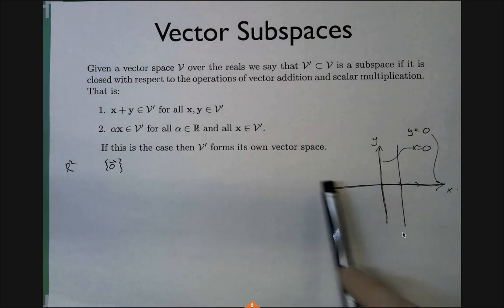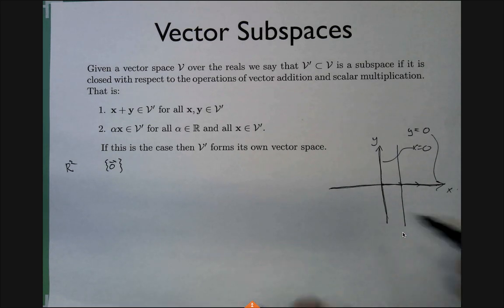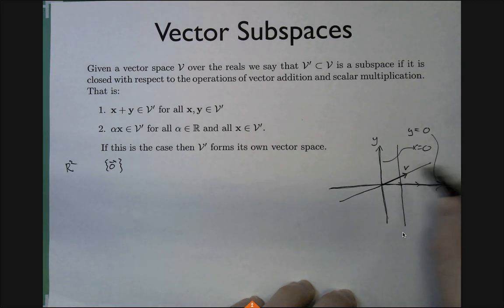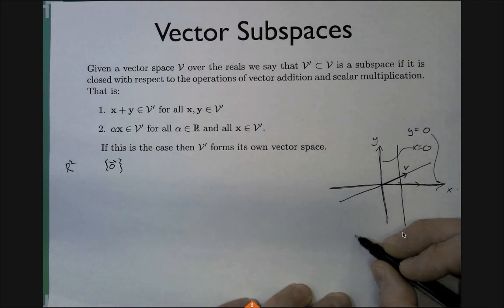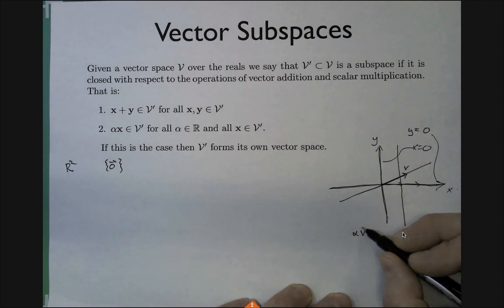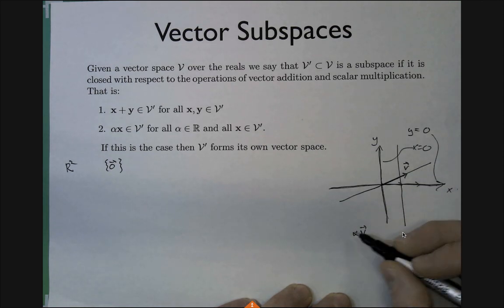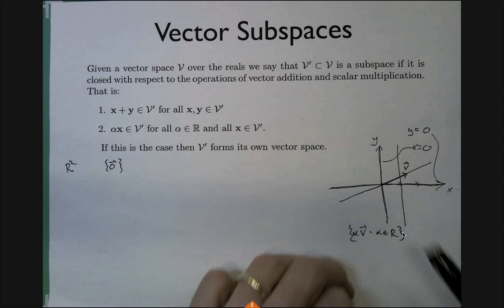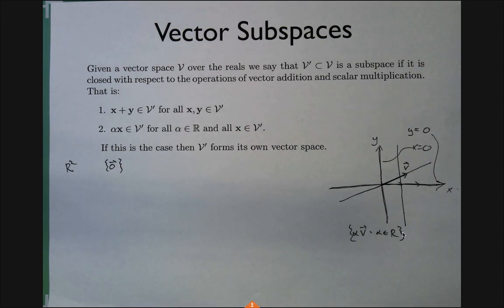So what other possibilities do I have? Well, you don't have to pick just these two axes. You can pick any line, as long as it passes through the origin. Pick your favorite vector v, and then say all alpha v for all real numbers alpha. It's going to be a line passing through the origin, and that's a perfectly valid subspace. Does everybody see why it is a subspace?